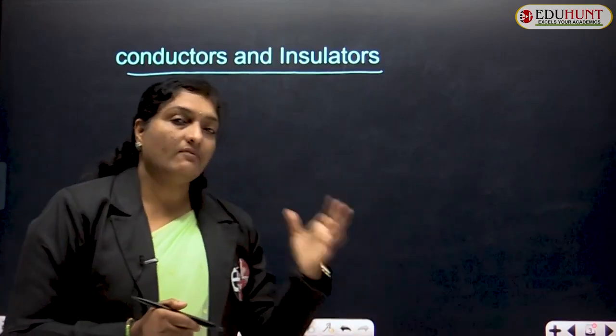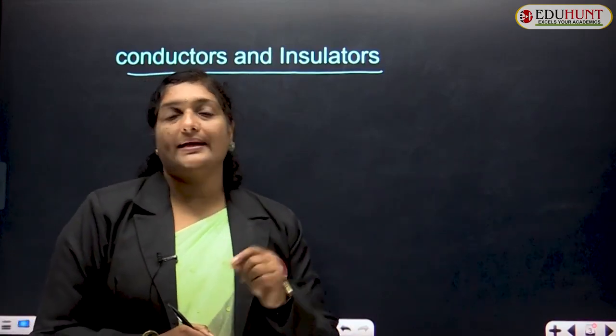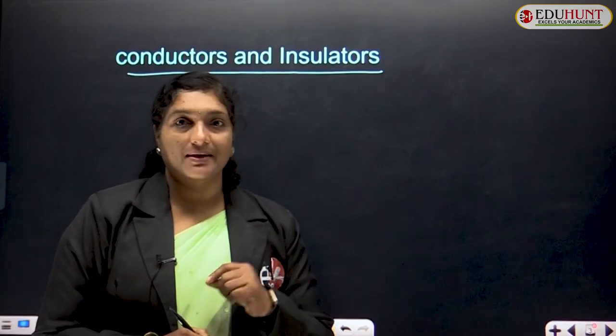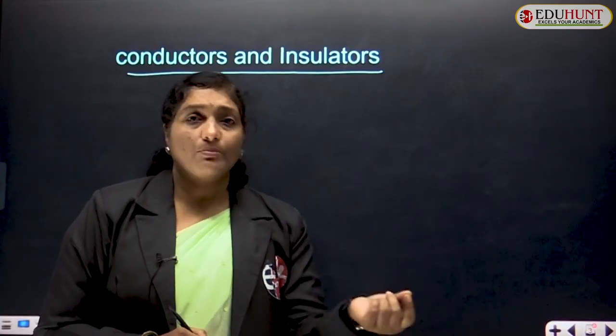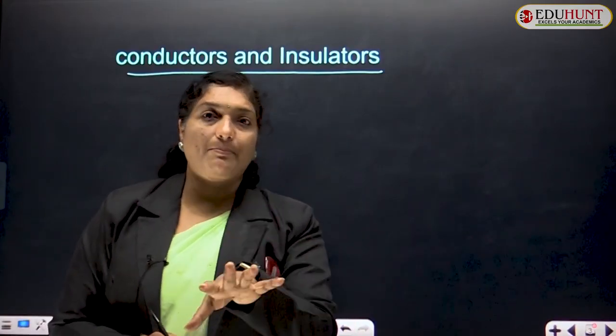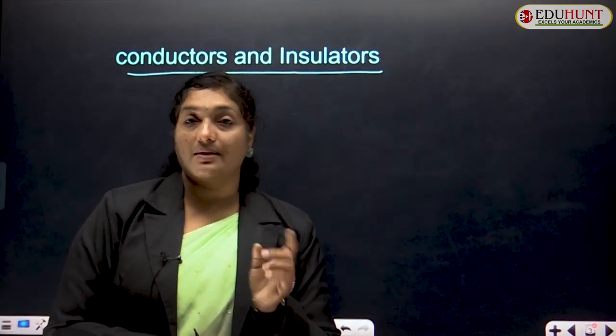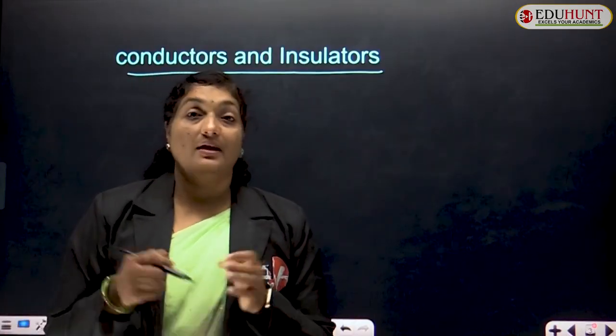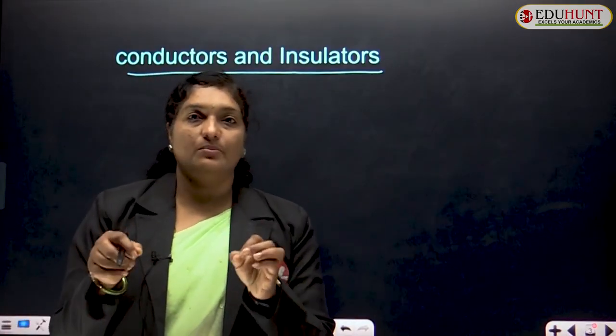And one more thing, children, even non-metallic substances like diamond and graphite, even though both diamond and graphite are made up of carbon only, graphite is a good conductor of electric current, whereas diamond is a bad conductor of electricity. So diamond is a non-conducting material, whereas graphite is a conducting material, even though the composition of both is the same, that is carbon itself.